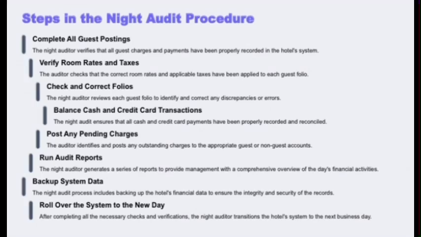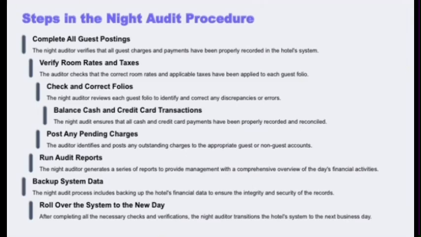So next, verify room rates and taxes. The auditor checks that the correct room rates and applicable taxes have been applied to each guest folio. So, check if correct prices and taxes were applied. Example, make sure the promo rate was used correctly.